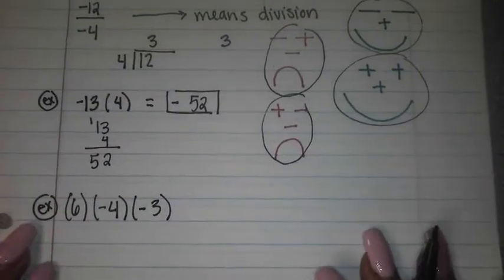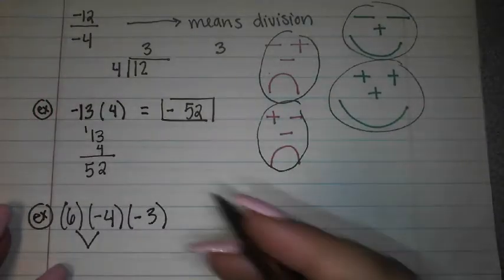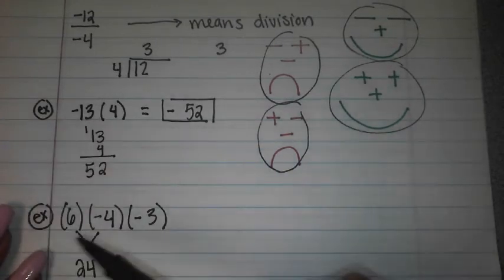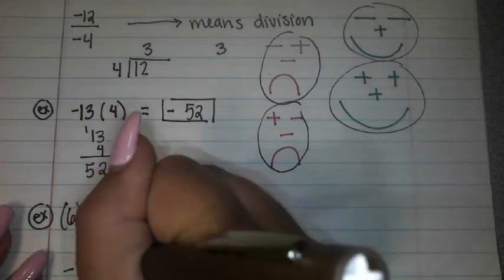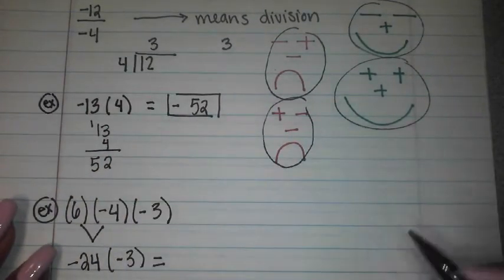This is a little different because they're all multiplying together. So I'm just going to do 6 times negative 4. 6 times 4 is going to get me 24. My signs are different, so my answer is negative. And then I'm going to bring down my negative 3. This time my signs are the same, so my answer is going to be positive.